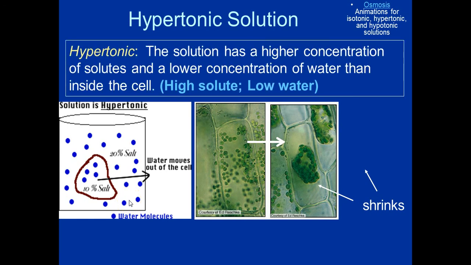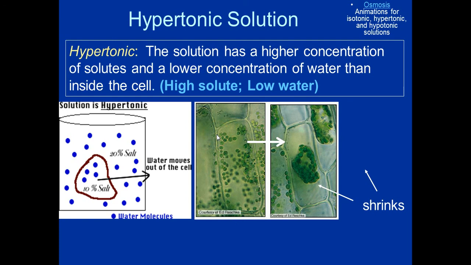If the solution is hypertonic, it has a higher concentration of solutes and a lower concentration of water. High solute, low water. This causes the cells to shrink. These pictures are of plant cells, so all of these little green things are chloroplasts. And remember that a plant cell has a cell wall. That would be this structure here. Just inside the cell wall, which we can't see, is the membrane.